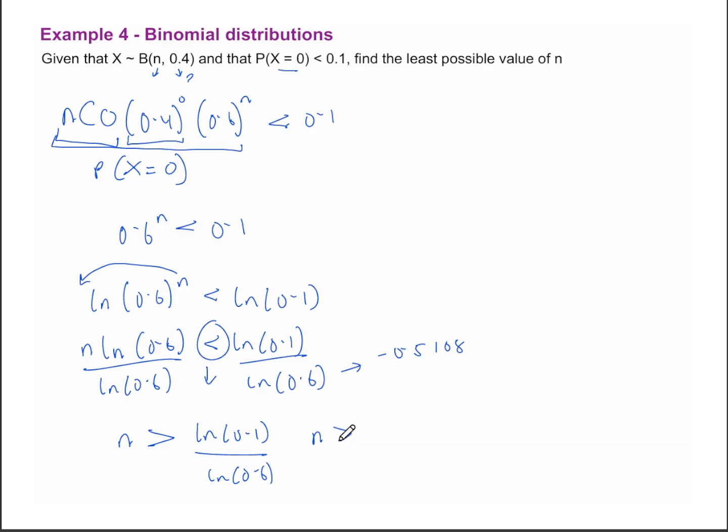Therefore, n is greater than 4.5075 and so on, which gives us that the least possible value of n, which remember has to be a whole number, because you can only have a distinct number of trials, will be 5. And remember, the reason we used ln here was because we wanted to find the value of n, and n is an exponent. And the only way you can make an exponent the subject is if you apply your logarithms.